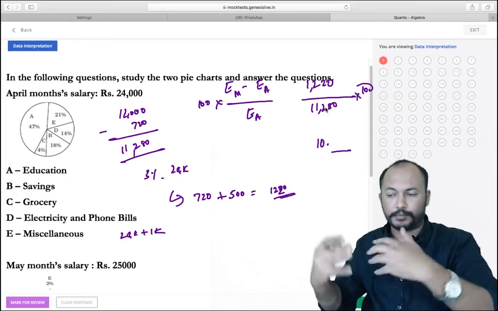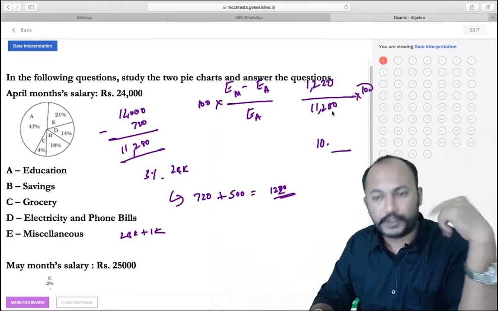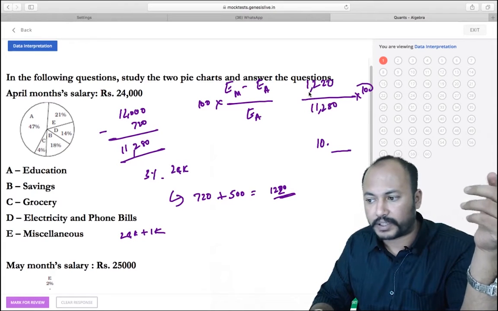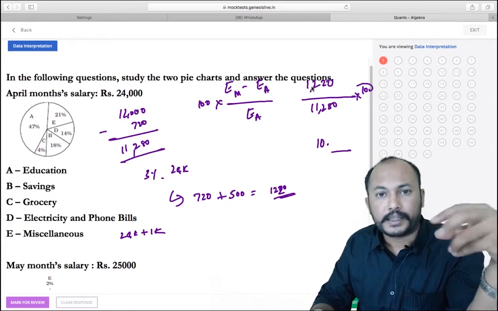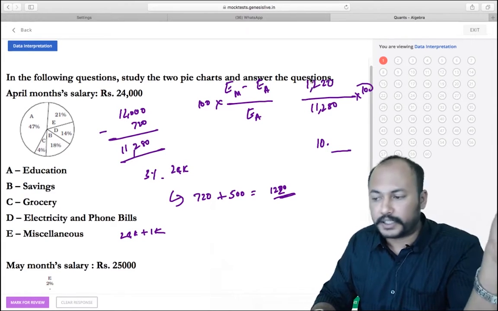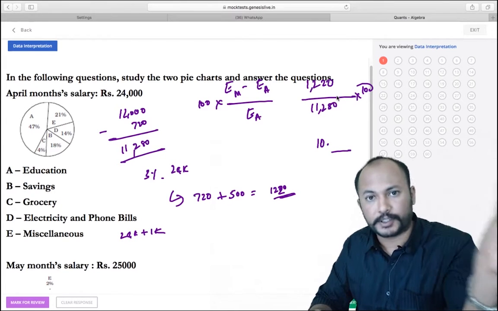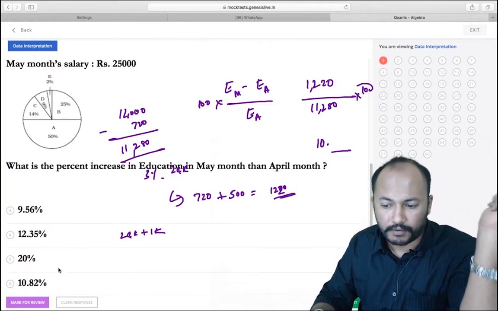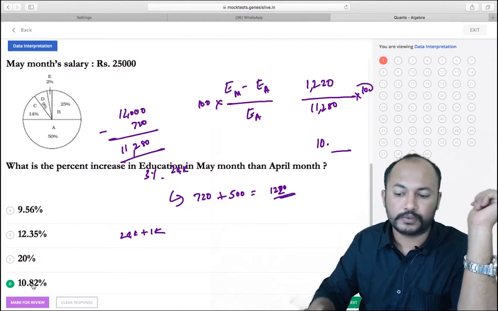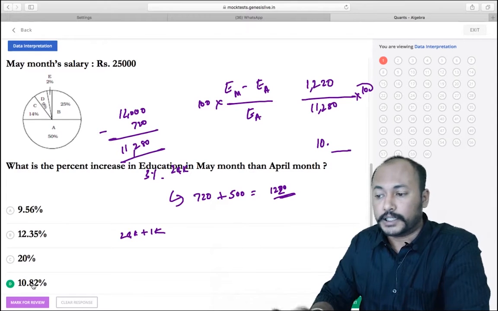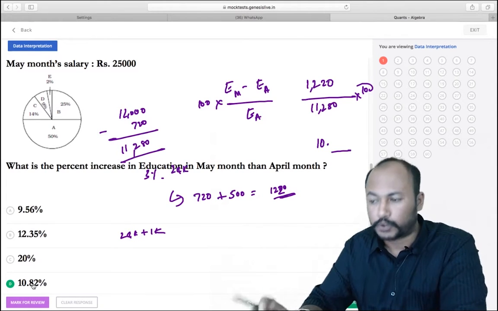So if you look at the numbers, 11,280 into 10 is going to be 1,12,000 something. But in the numerator I have 1,22,000, which is 10,000 more. 10,000 is less than 11,280. So it lies between 10% and 11%. So look at the options. You have only one, that is 10.82. That's it.